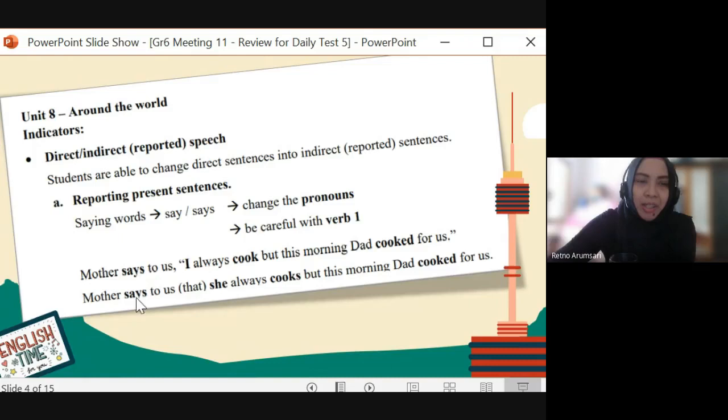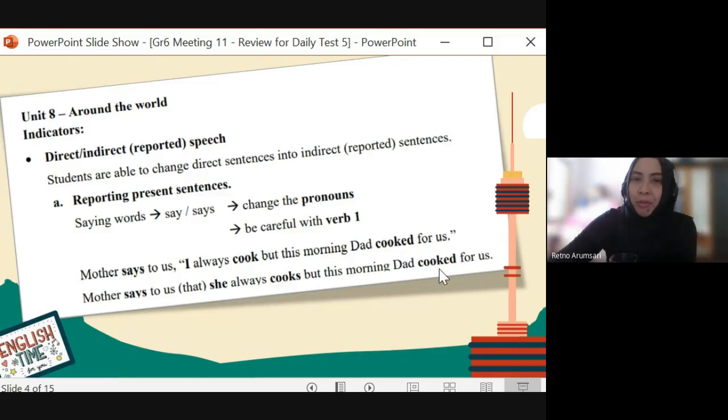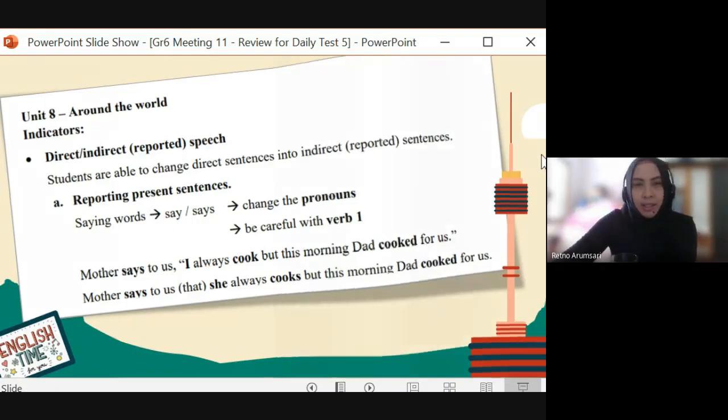Because you see says. All right, now, what about verb 2? Doesn't change, right? Verb 2, still verb 2. No matter what the subject is, if it is verb 2, it will stay the same. Okay? Now, that's about reporting present sentences.